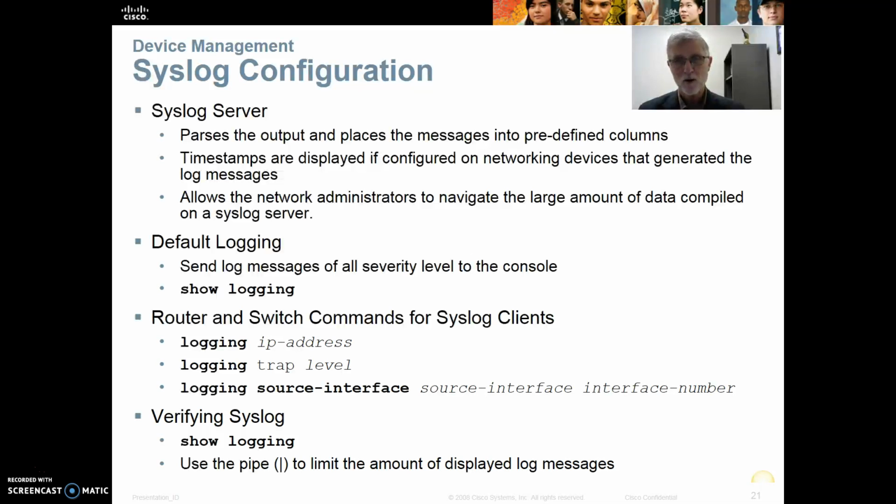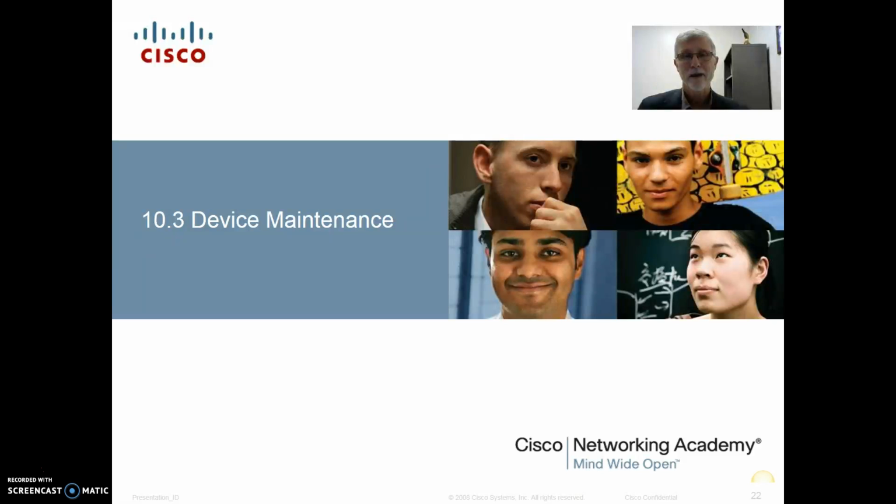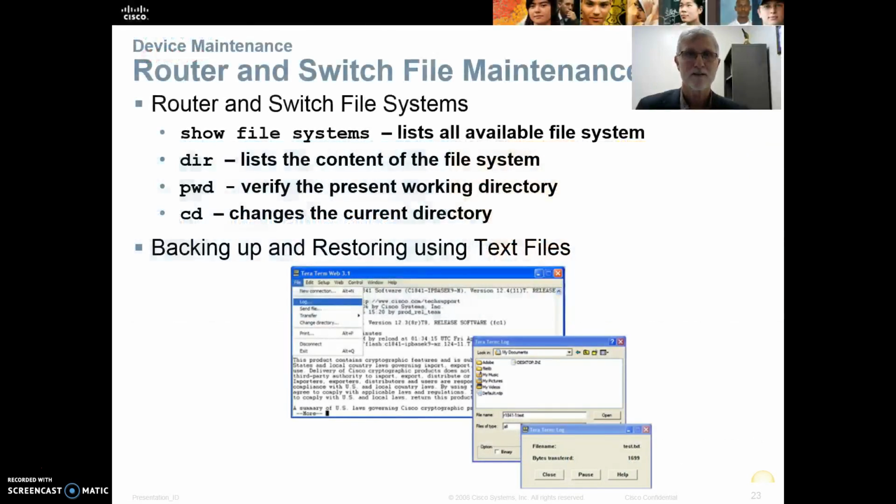I just want to see a small subset. I can pipe it to limit the amount of text that's being displayed. Now the question is, what about maintenance? How do I maintain the system here?